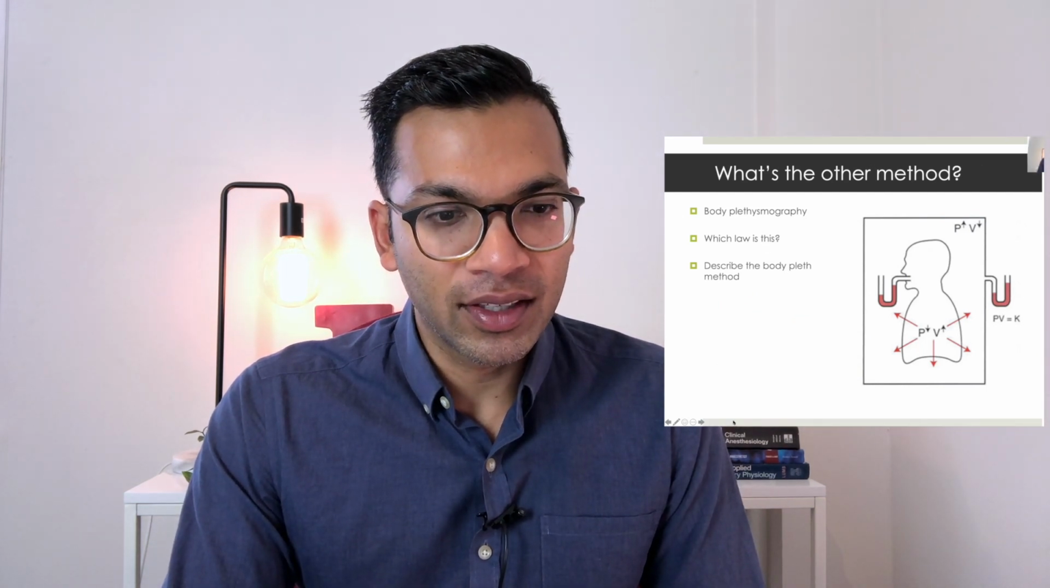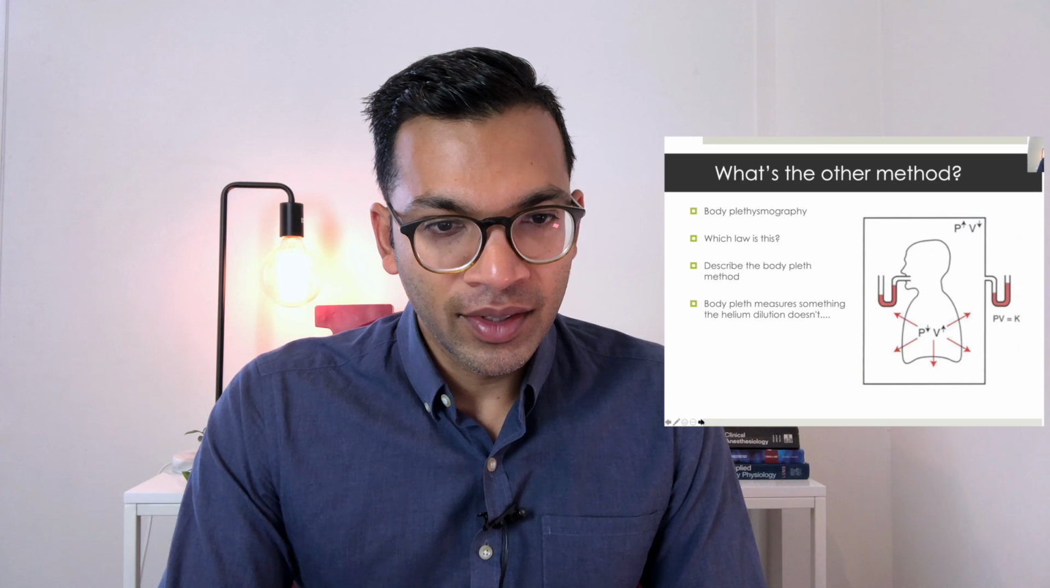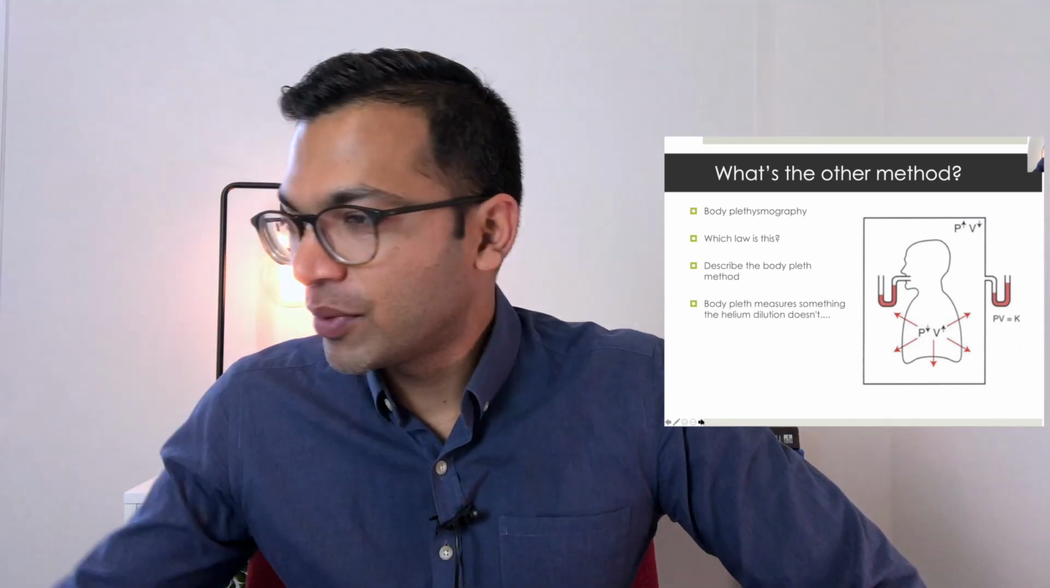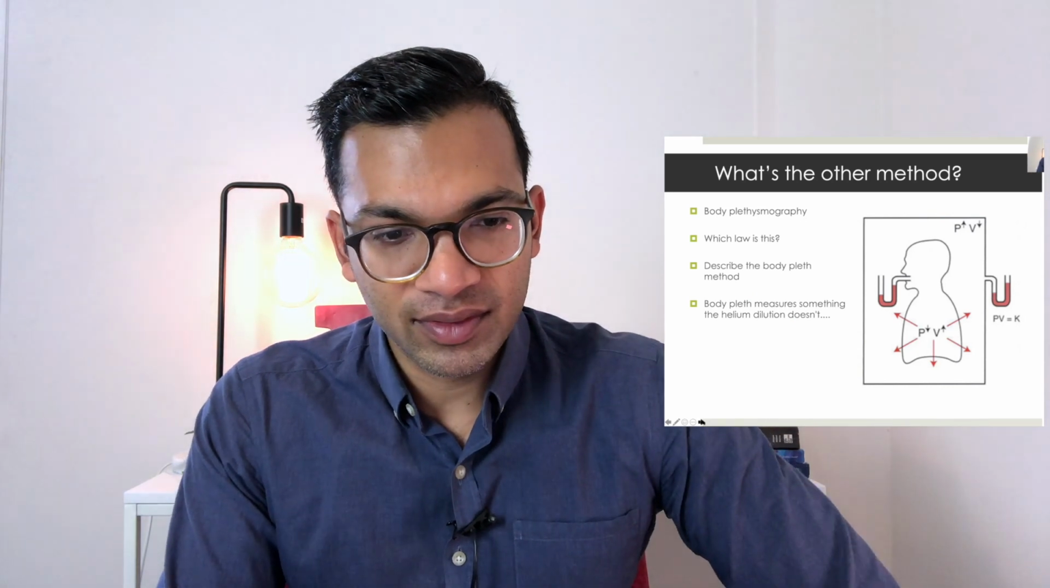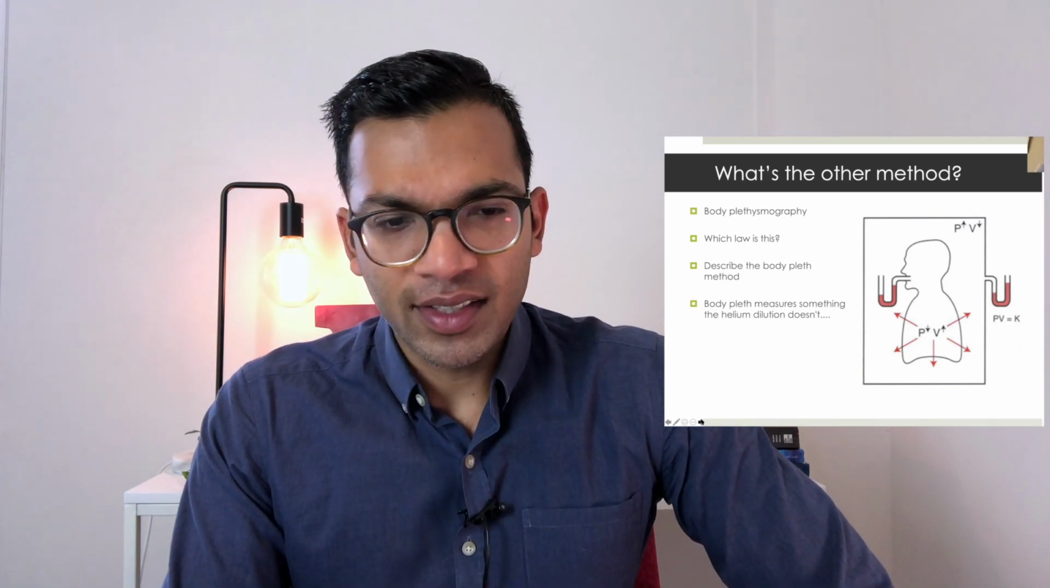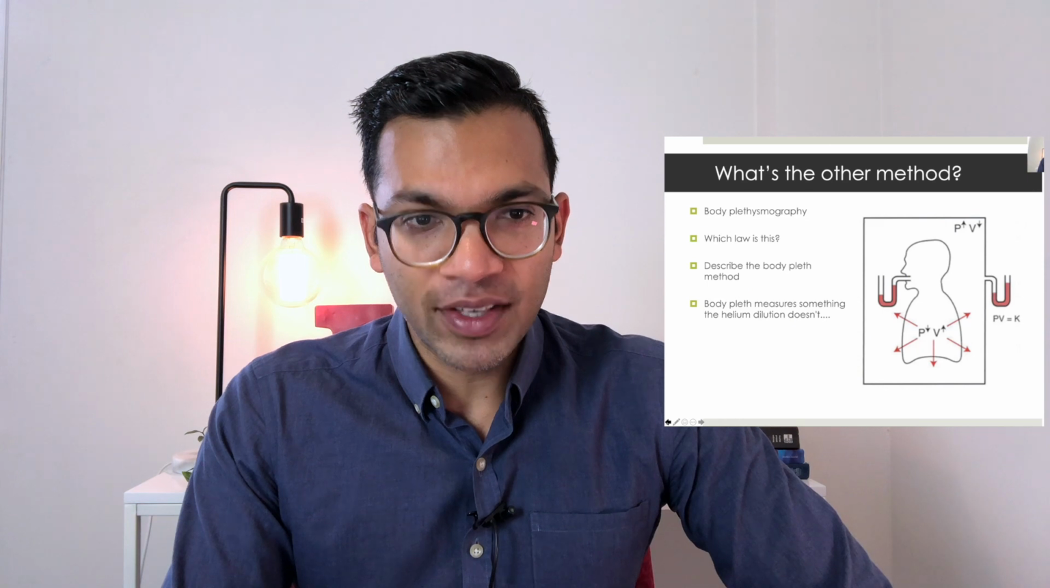Good. So from here, body plethysmography measures something that helium dilution doesn't. What's that? Collapsed airway volumes. Yeah, sounds good. Okay. So that's essentially FRC and measurement of lung volumes.